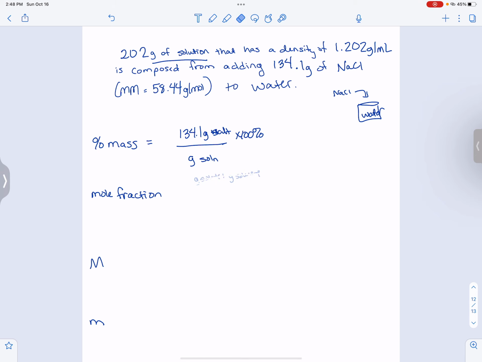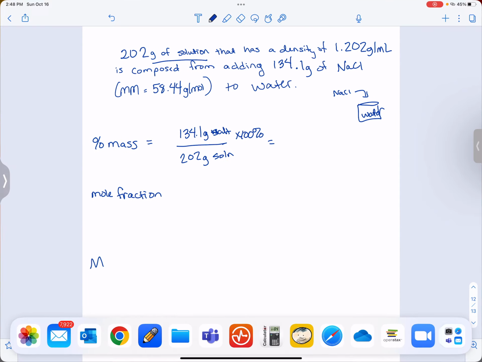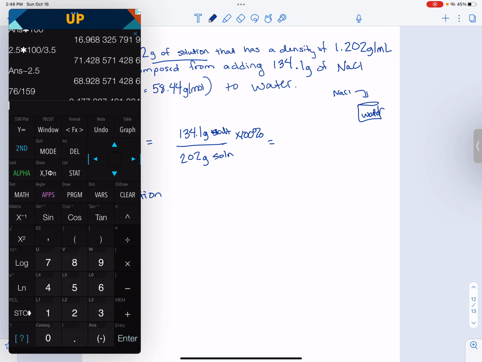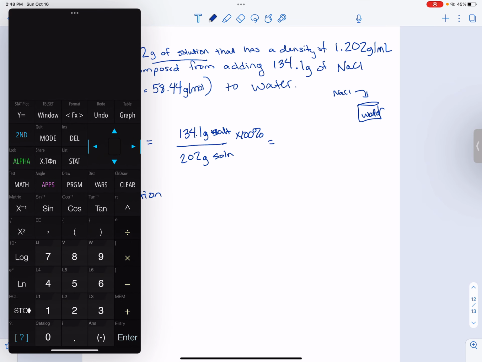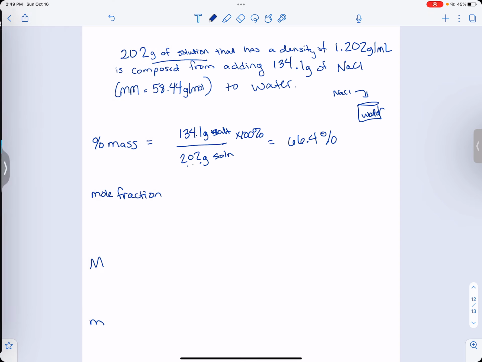So this one is actually a really easy one to do. So 202 grams of solution. So that should give us 134.1 divided by 202 times 100. So that is 66.4%. And it's 0.4 because there's 1, 2, 3 sig figs there.